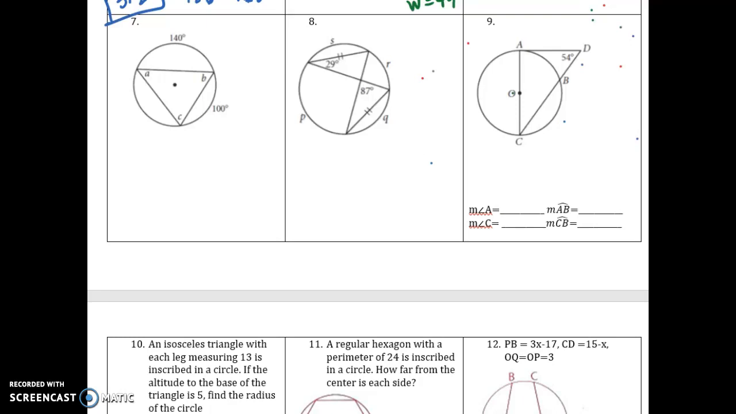All right, next patch. This one we're really thinking about inscribed angles. So if I wanted to find A, extend those sides out, A has to be half of 100. So A is 50. And then C is also pretty easy to figure out. C has to be half of 140. And half of 140 is 70.